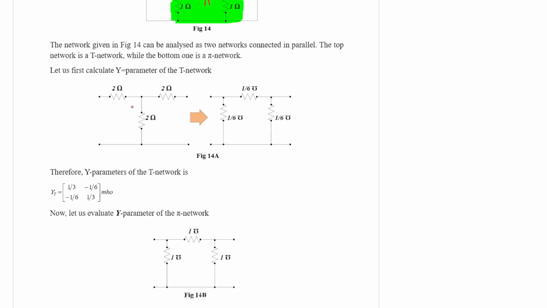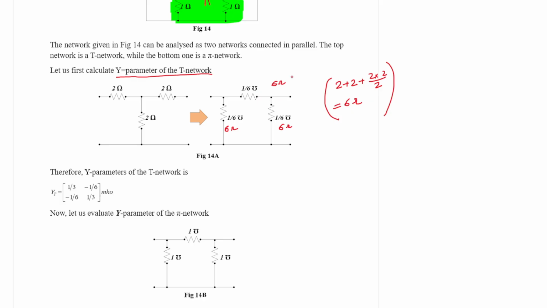Let us first calculate y parameters of the T network. Now when this T network is converted to delta, the equivalent pi, all the resistances will become 6 ohm. Why? Because it is 2 ohm plus 2 ohm plus 2 into 2 by 2, so it will be 6 ohm. It is a well-known formula. You should not forget.